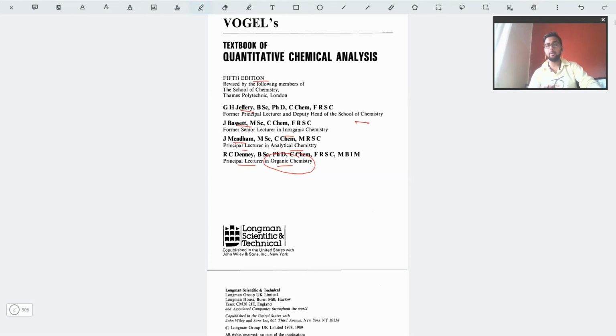So you can now figure out that although it is considered a part of inorganic chemistry, we still cannot be 100% sure that all the stuff given in the analytical chemistry part belongs to inorganic chemistry only.